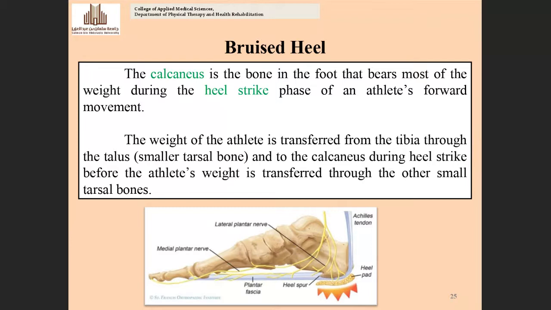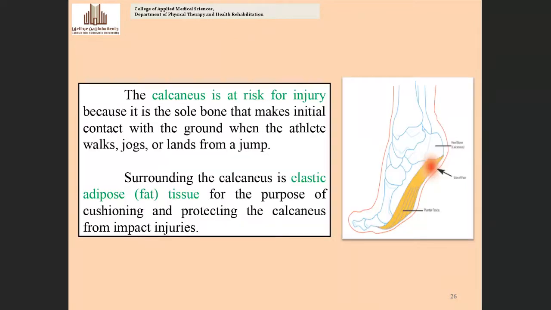In the stance phase, the first stage is heel strike. The weight of the athlete is transferred from the tibia through the talus. Whenever you are walking forward, you start with the heel strike, so the force starts from the upper body and is transferred through the femur to the tibia, passes through the talus and to the calcaneus during the heel strike. It is then transferred through the other small tarsal bones. This is the normal mechanism.